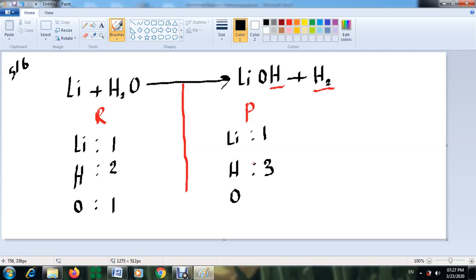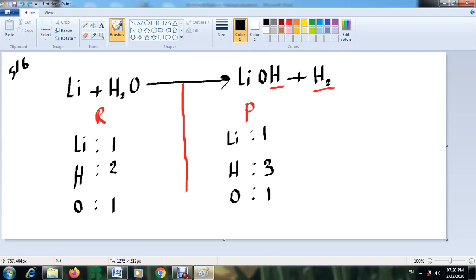Again, you have one hydrogen atom in lithium hydroxide, plus you have two products here, and hydrogen gas, which is H2. So the total number of hydrogens in the product are 3 hydrogen atoms. For oxygen, there is only one oxygen atom.